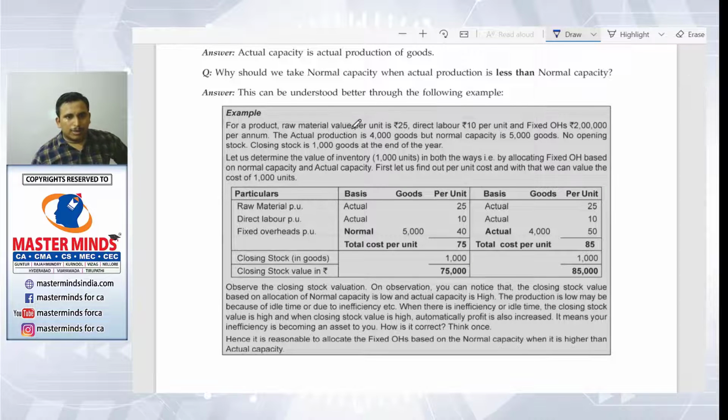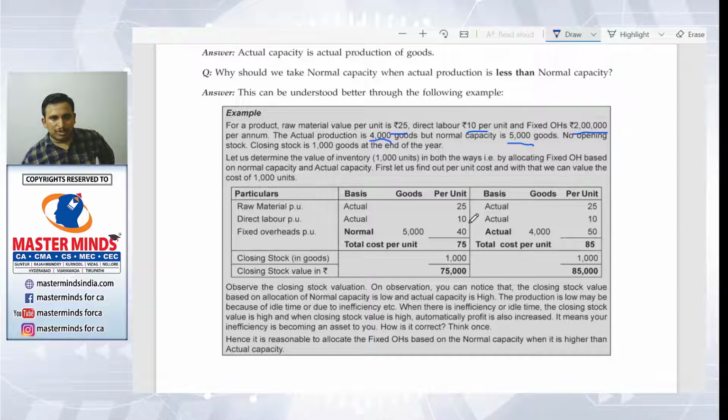Now look here. For a product, raw material value per unit is 25, direct labor 10 rupees per unit, and fixed overheads is 2 lakhs. Now actual production is 4,000. Normal capacity is 5,000. Now you tell me, how do you allocate? Is it based on 4,000 or 5,000? When actual is less, you will allocate based on normal only.